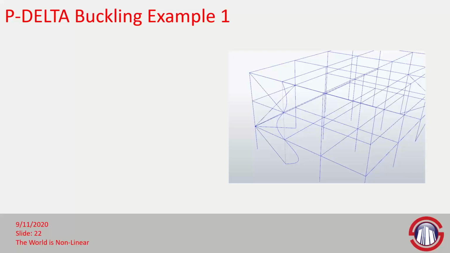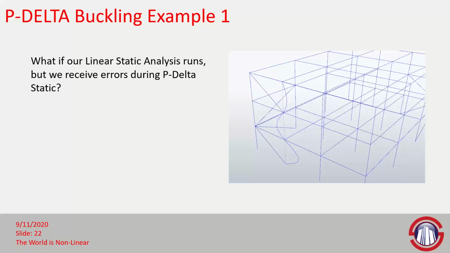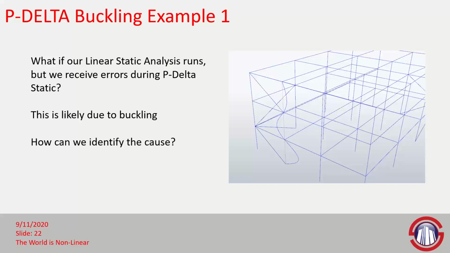So I'm going to use an example here. It's a P-delta buckling example. And we have a 3D building here. And we're going to say, what happens if our linear static analysis runs, but we receive errors during our P-delta static analysis? Well, oftentimes this is due to buckling. And we want to use P-delta buckling analysis to identify that that's actually the case.